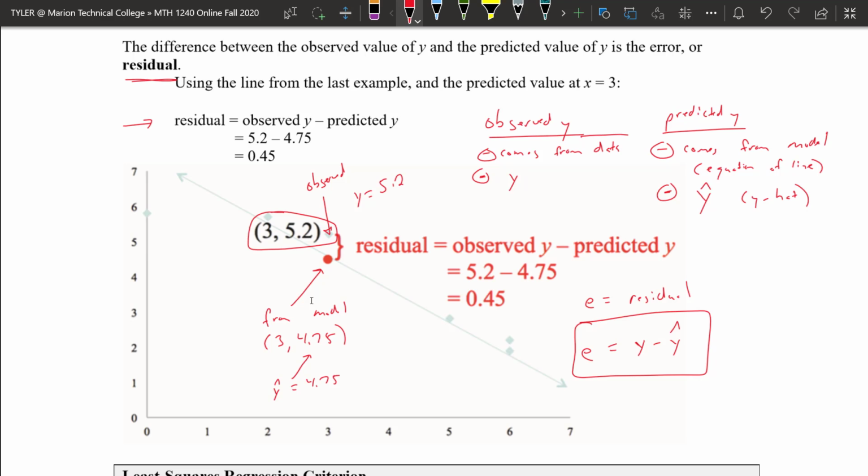So what we're going to be doing is trying to reduce this residual, because this residual is an error. It's the distance between our model and the actual data points. So we want to minimize that as much as possible. The line that we chose on the last page seems to kind of model our data, but it's not the best line of fit, or the least squares regression line.